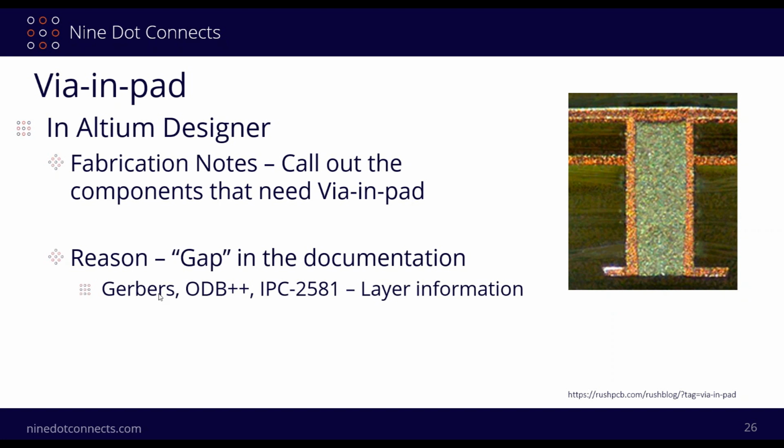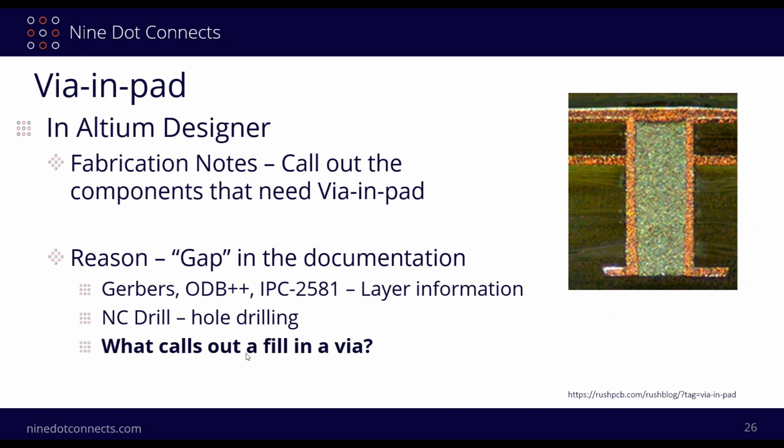Things like ODB++, Gerbers, 2581 from the IPC, they talk primarily about the layer information. What's the copper that you have on each one of the layers? And yeah, I know they get into bill of materials and other things like that, but really it boils down to them discussing what's on the layers. And we have the NC drill file that tells us what we need to drill out, and whether it's going to be plated or not. And then lastly, what really calls out a fill in a via? So we really don't have a mechanism to call that out. So that's why it has to be a fabrication note at this point in time.